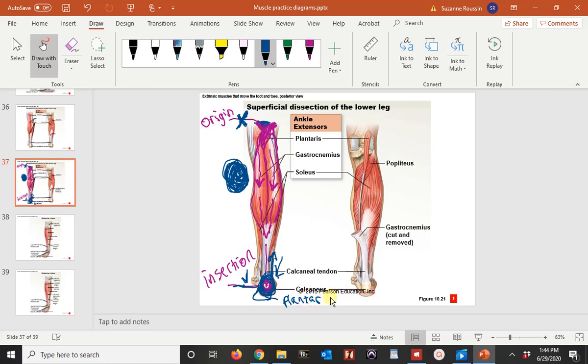Plantar just means the bottom of your foot. Flexion, and to flex just means to bend. So plantar flexion, it bends toward the bottom of your foot. It bends down.